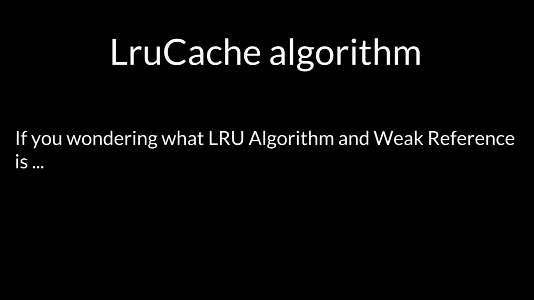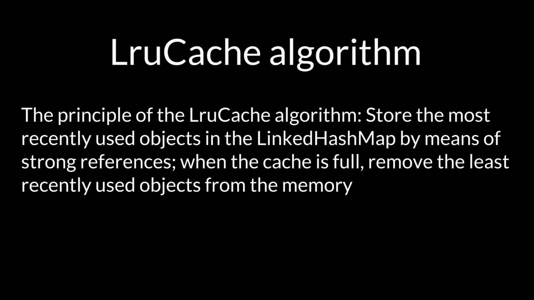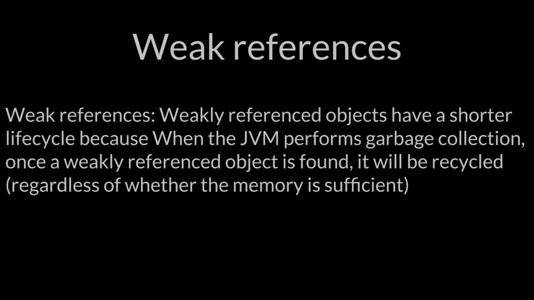If you are wondering what the LRU algorithm and weak reference are, the principle of the LRU cache algorithm is to store the most recently used objects in a LinkedHashMap by means of strong references. When the cache is full, remove the least recently used objects from the memory. Weak references: weakly referenced objects have a shorter life cycle because when the JVM performs garbage collection, once a weakly referenced object is found, it will be recycled, regardless of whether the memory is sufficient.